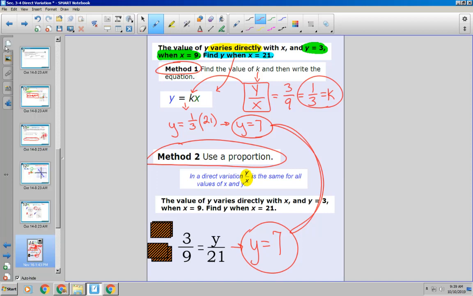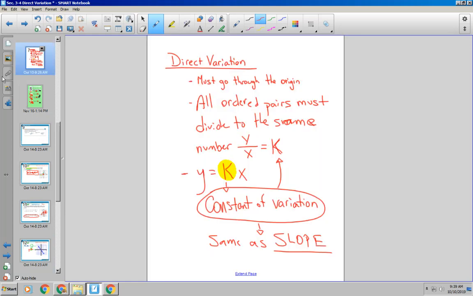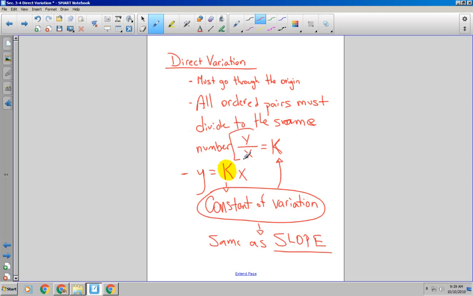All right, so real fast, in recap, if we come all the way back here, those are all the things that are true about a direct variation. Got to go through the origin. All your ordered pairs must line up to be the same ratio: y divided by x, which is equal to k. K is called our constant of variation, and that is truly the same thing as our slope.